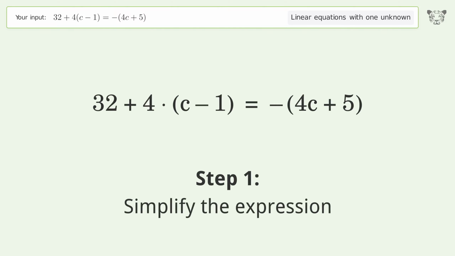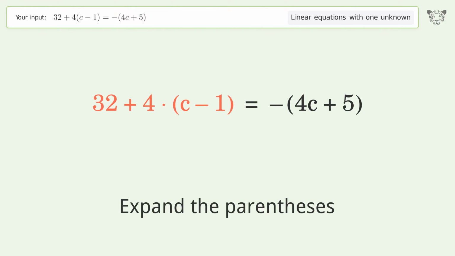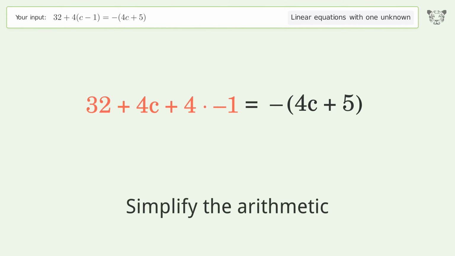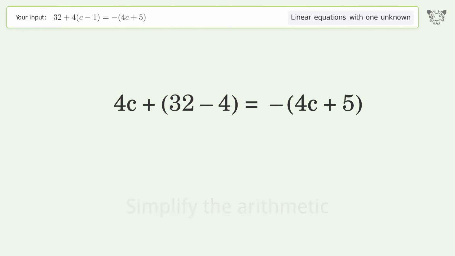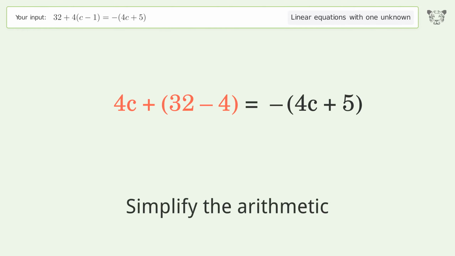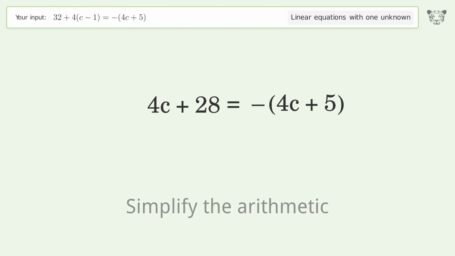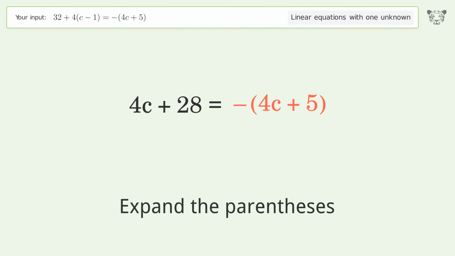Simplify the expression. Expand the parentheses. Simplify the arithmetic. Group like terms. Simplify the arithmetic. Expand the parentheses.